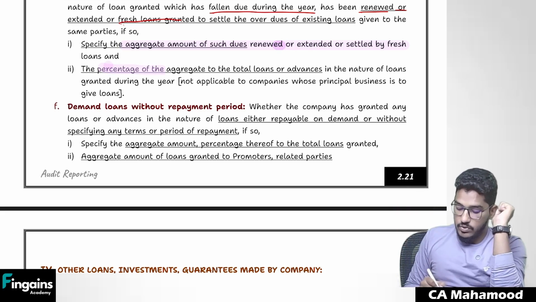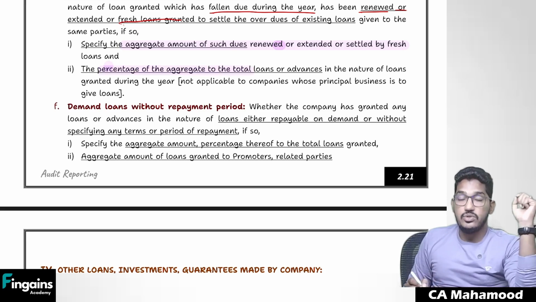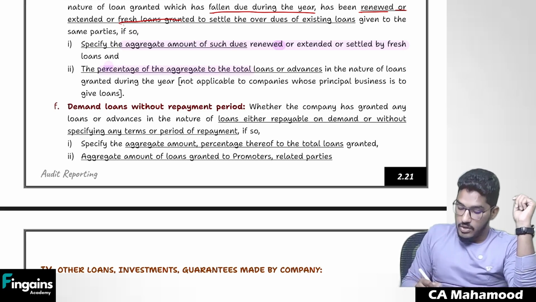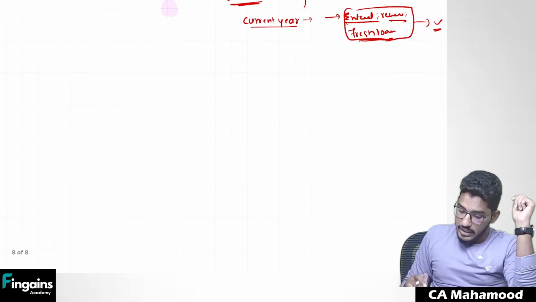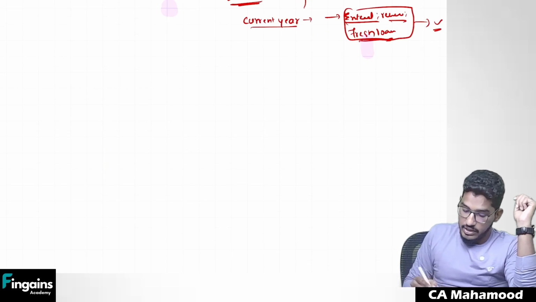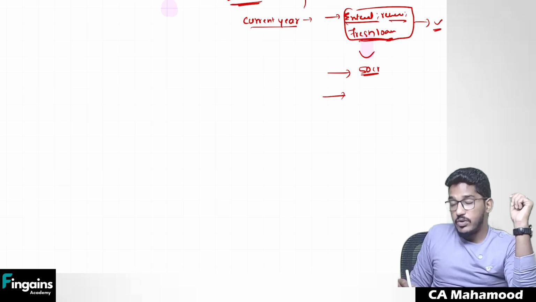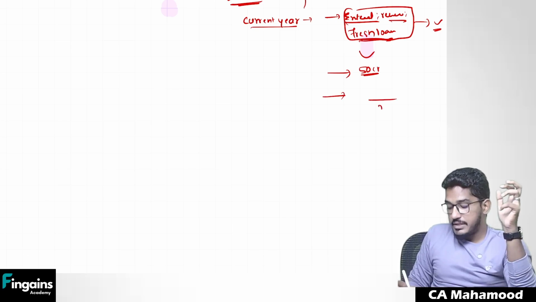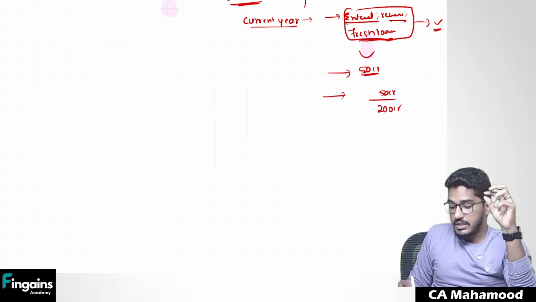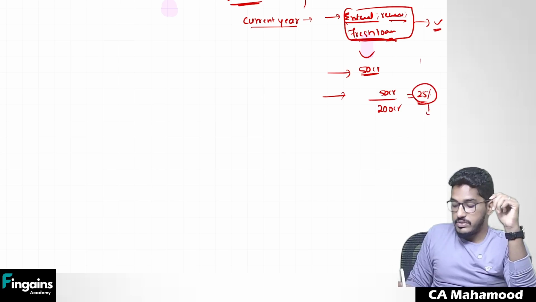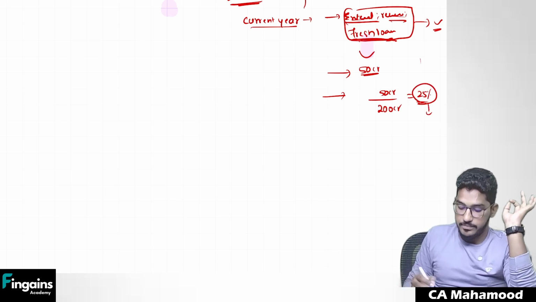Along with that, I need to also comment on percentage to the total loans and advances. So take for example, if the company has renewed, extended, or given the fresh loans to the same parties to the amount of 50 crore rupees. So I will commit it's 50 crore rupees. Also, I need to calculate what is the percentage in the total loans. For example, total loans given during the year are 200 crores. Out of that, 50 crores are in the nature of extension, renewal, or fresh loan. If I calculate the ratio, it will come to somewhere around 25%. So this percentage also I have to report it.